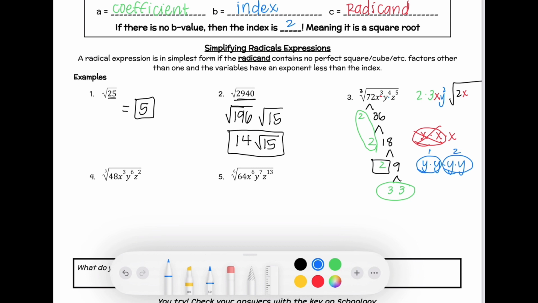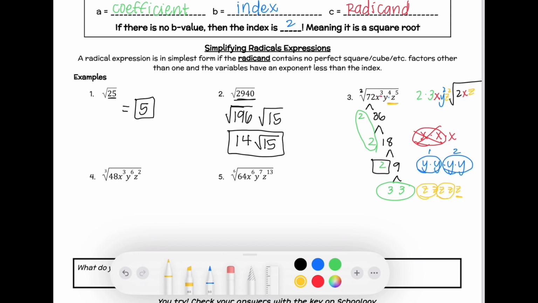All right, and last we have z. So we're going to go ahead and write out our 5 z's. So we have 1, 2, 3, 4, 5. So we have 2, 4, and then this guy is lonely. It has to stay inside. So we have 1 z on the inside, and we have 2 z's on the outside. I'm running out of room. And we'd have z squared.